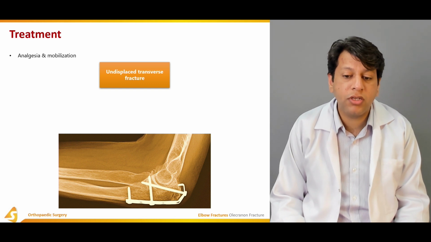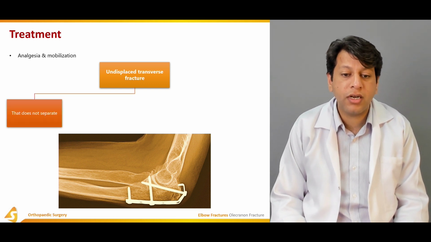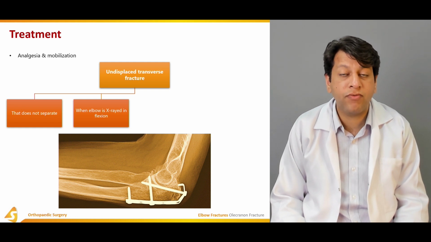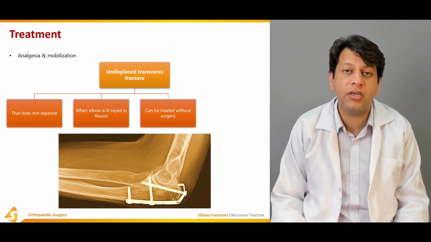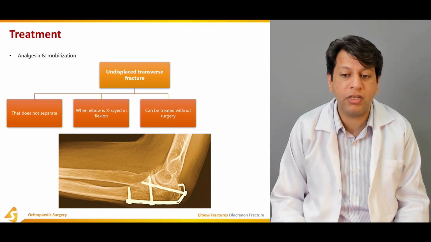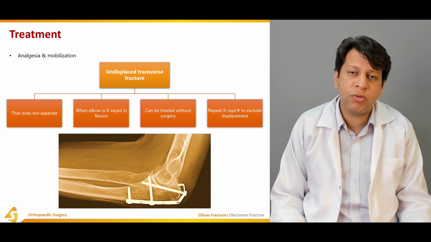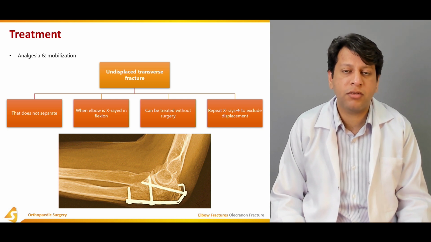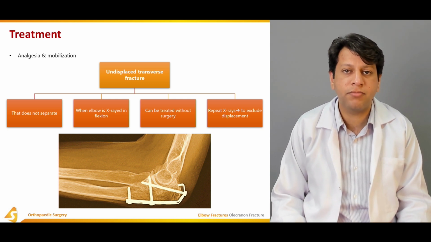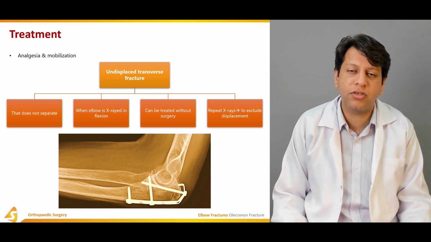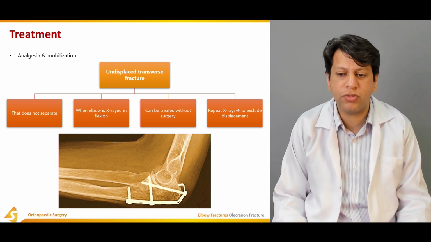Depending upon the type of fracture, the treatment is dictated. If it's an undisplaced transverse fracture that does not separate when the elbow is in flexion on x-ray, it can be treated conservatively, that is, without surgery. We usually go for immobilization of the elbow for, let's suppose, 3 to 4 weeks, and we allow the fracture to heal, along with analgesics and medicines which reduce swelling most of the time.